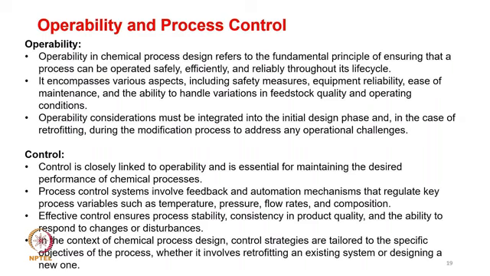So, then the next aspect is control. Both are tightly correlated. Control is closely linked to operability, which is essential for maintaining the desired performance. The process control designs involve feedback and automation that regulate key process variables such as temperature, pressure, and so forth. Effective control ensures process stability, consistency, and product quality, and the ability of the system to respond to any changes. In the context of process design, control strategies are tailored to the specific objectives of the process that involves retrofitting an existing system or designing a new one.